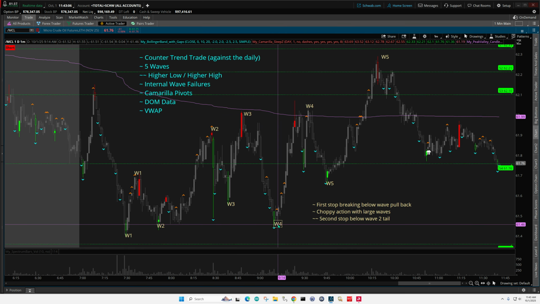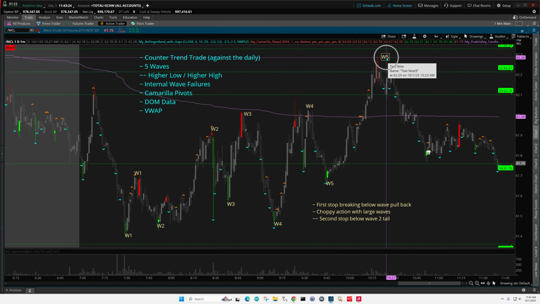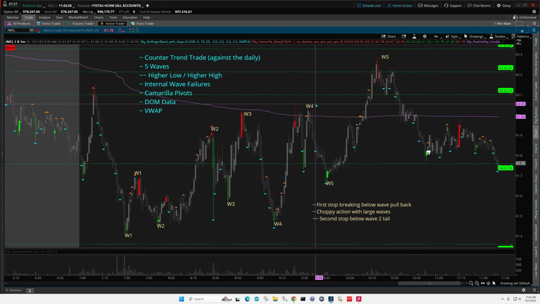Pull back, this is a failure because wave 4 went below wave 3. So this is actually a lower low. And then wave 4 is a higher high because it's above wave 3. Pull back, wave 5 is a higher low because it's above wave 4, and then wave 5 is clearly a higher high above wave 4.